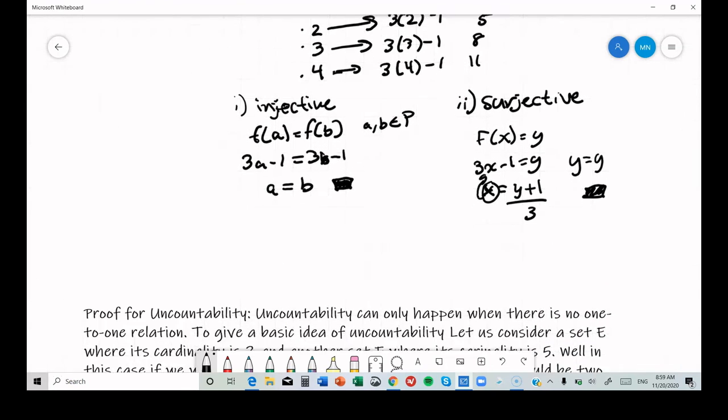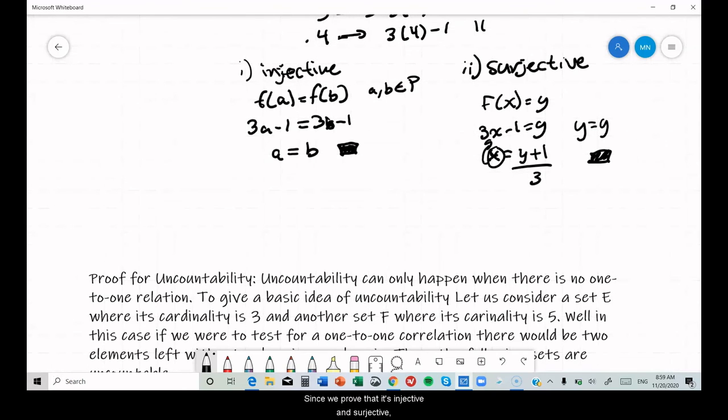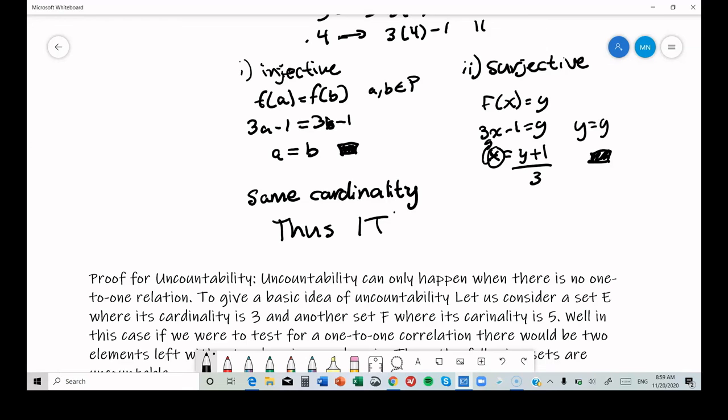Okay, so since we proved that it's injective and surjective, it has the same cardinality. Thus, the set T is countable.